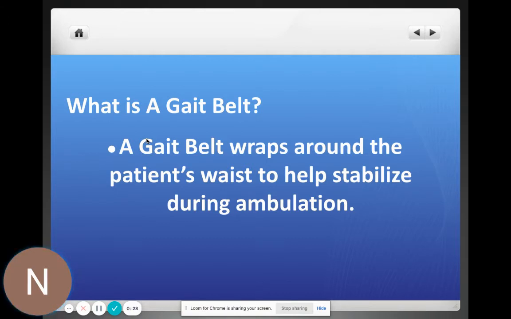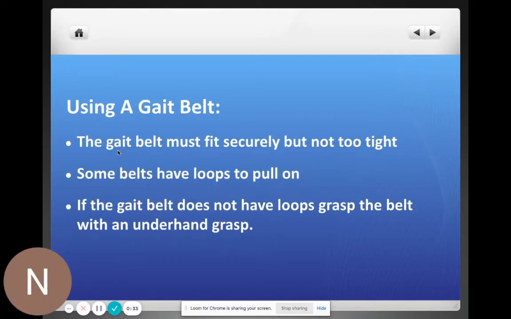So a gait belt wraps around the patient's waist to help stabilize during ambulation. Some things that we need to remember about a gait belt, and also remember that you do have some fill in the blank notes. The gait belt must fit securely but not too tight. So we want to be able to fit 3 fingers underneath the gait belt after we put it on to make sure that it's not too tight and they can breathe. Some belts have loops to pull on. If they don't have loops, you can just grasp the belt as a whole with an underhand grasp. But that's very important to know, the underhand grasp.